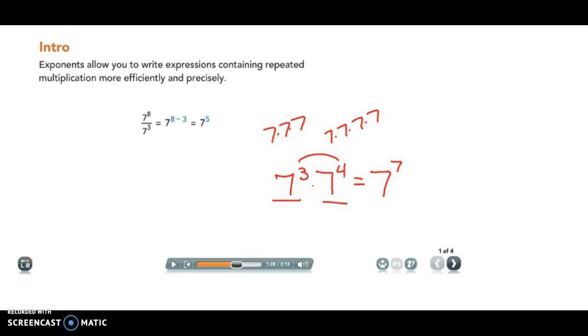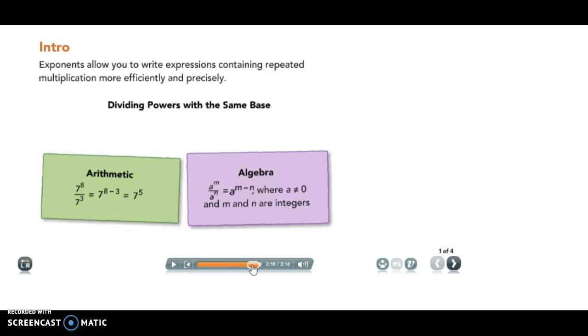And you notice that instead of adding, which is what we were doing here, 3 plus 4, we're going to be subtracting. So we have 8 minus 3. So just like we have addition, which is complementary to multiplication, we have subtraction, which is complementary to division. So when you are seeing that we're dividing bases with exponents, we're going to subtract those exponents. This is going to be true whether we are looking at numbers or letters. Either one, we're going to do the same thing.